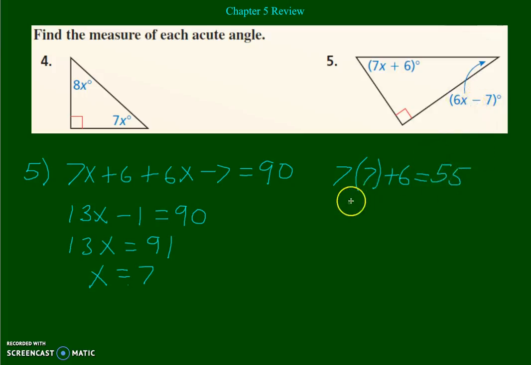And then for this one, 6 times 7 minus 7 equals 35. So this angle is 55 and this angle is 35. And now on to problem 6.